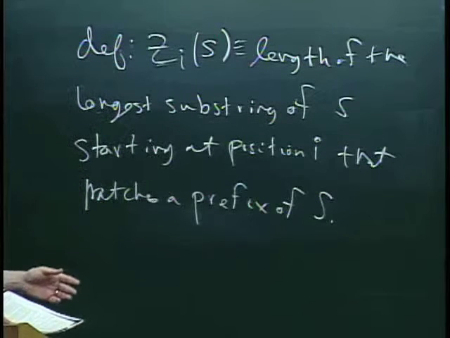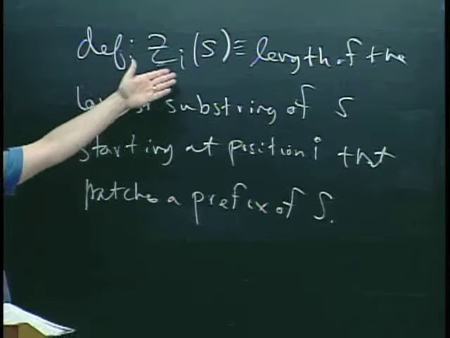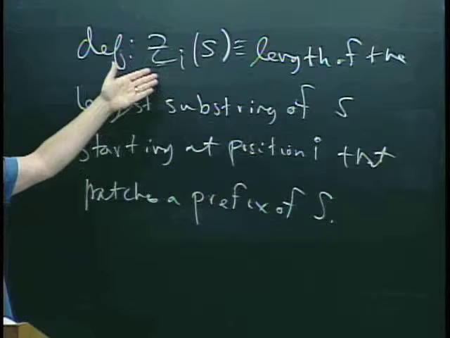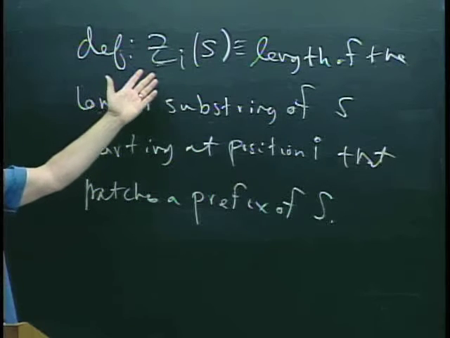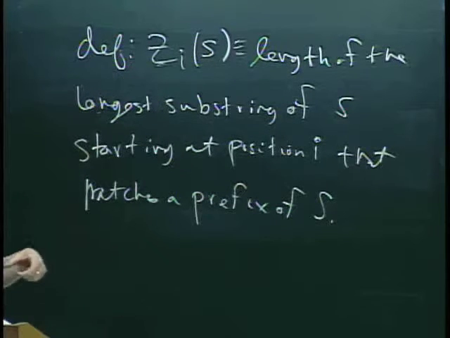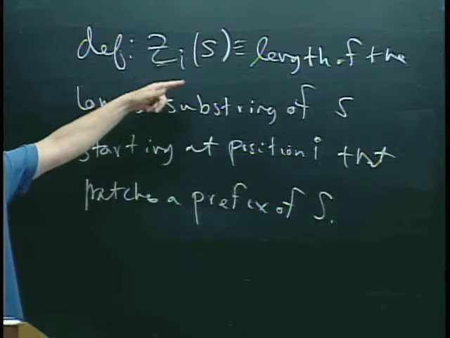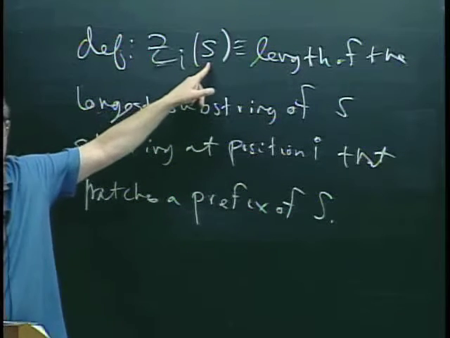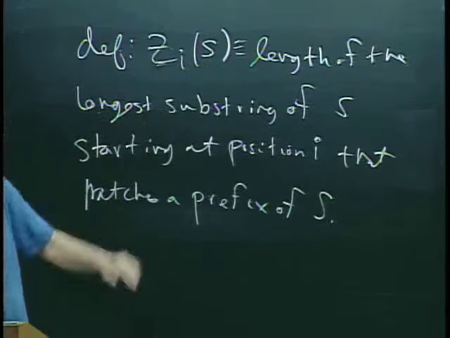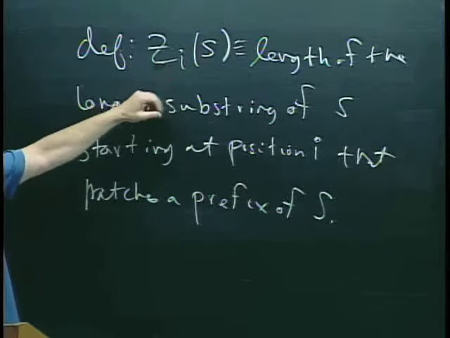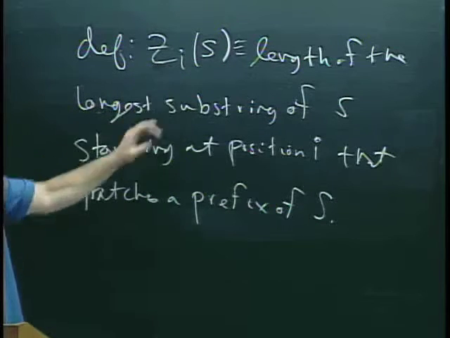And last time I showed that if you have these values for a string S, then you can use them to solve the pattern matching problem, the problem of finding all occurrences of a pattern inside of a text. And if you can accumulate these in linear time, in time proportional to the length of S, then you can solve that pattern matching problem in linear time as well. So we were looking at the algorithm for actually finding all the Z values.